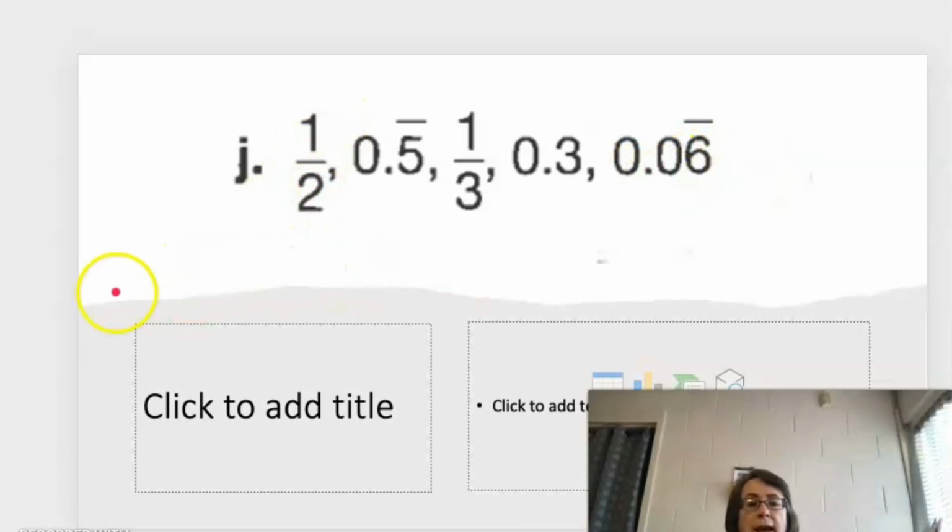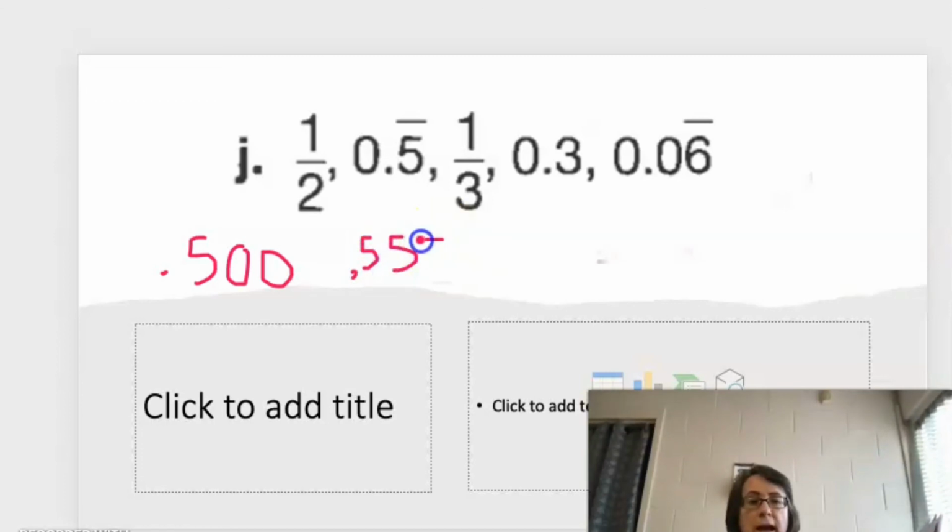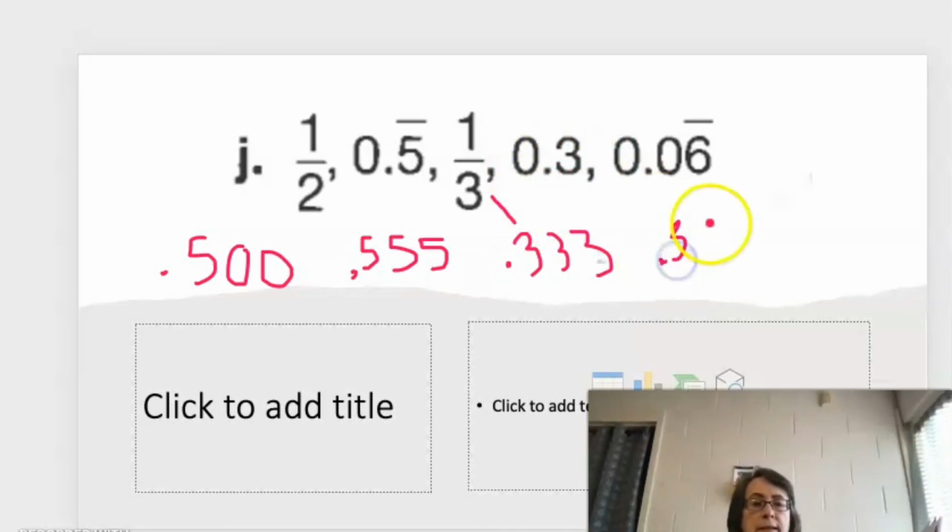So 1/2 is 0.5. But I'm going to put 0.500. Okay, and this one is 0.555 going out to the thousandths place. This one is 1/3, so that's 0.333 out to the thousandths place. Okay, so let's draw a little line that's going there. And then this one is 0.3, but no repeating, so that's just 0.300.